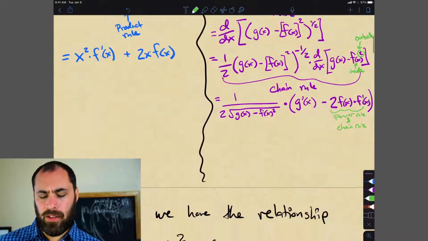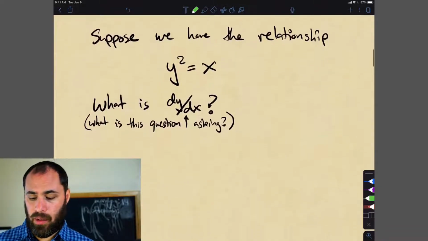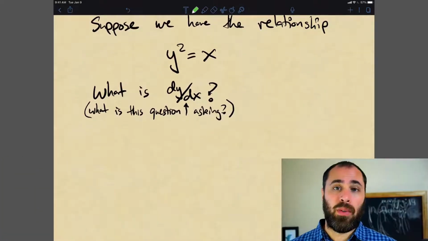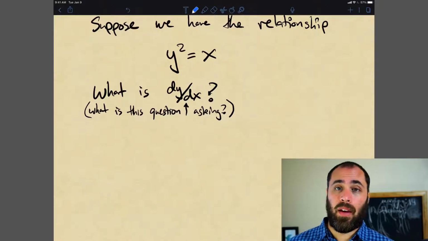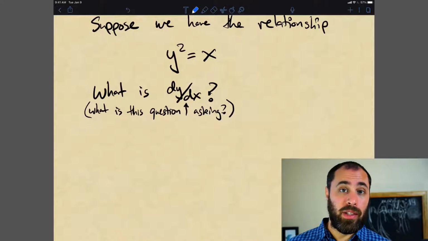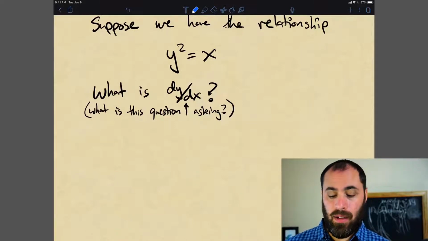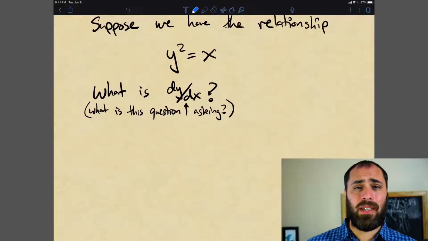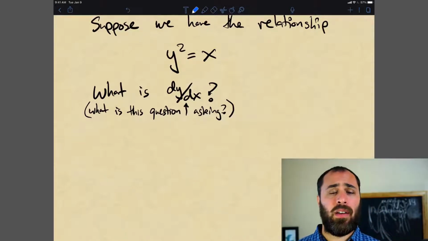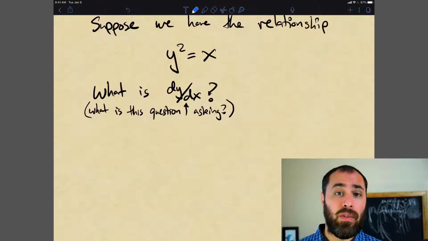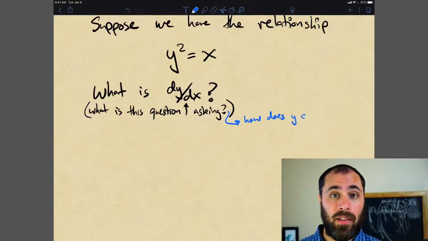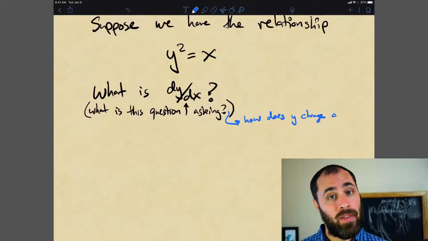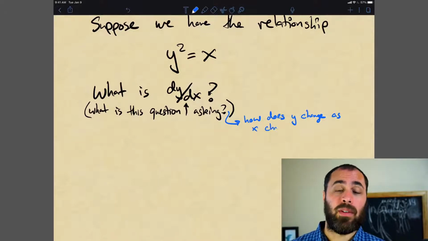Now let's look at a slightly different but very closely related example. Suppose we have a relationship between x and y that's written this way, y squared equals x. I want to know, in this relationship, what is dy/dx? And what does that question even mean? So let's start there. When we say dy/dx, we mean the derivative of y with respect to x. That is, assuming that y depends on x, or that y is a function of x, how does the output, the y value, change as the input, the x value, changes?